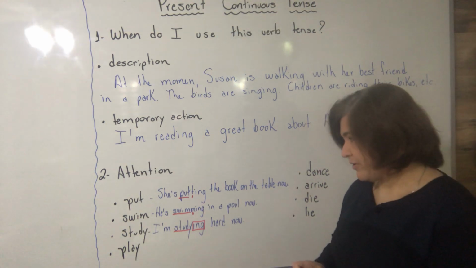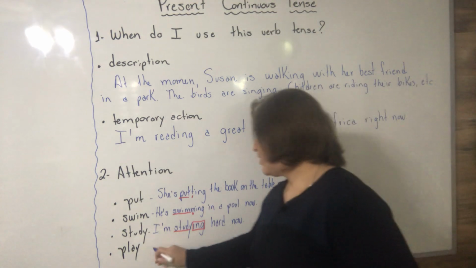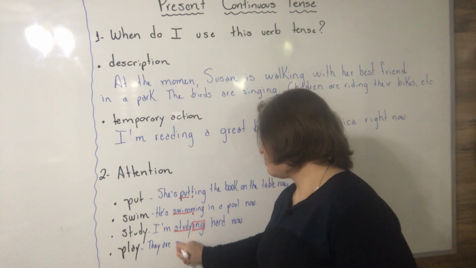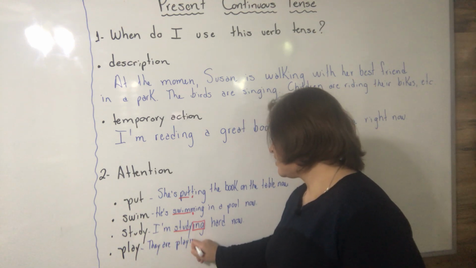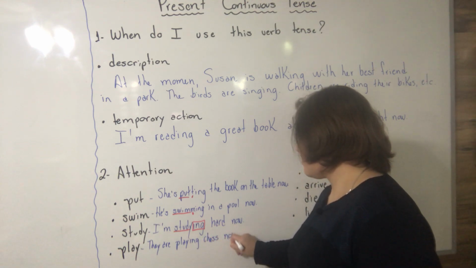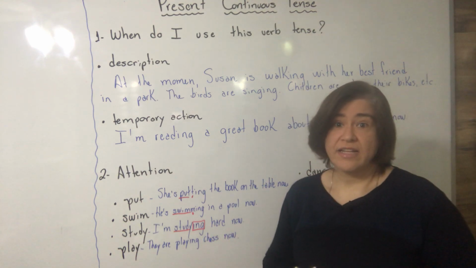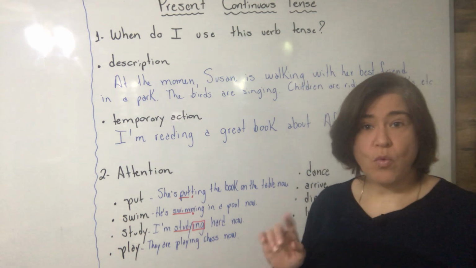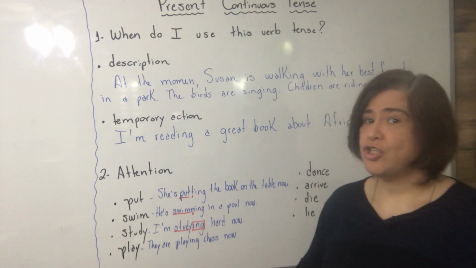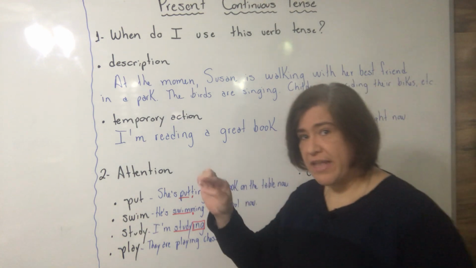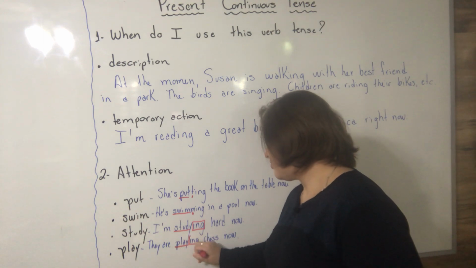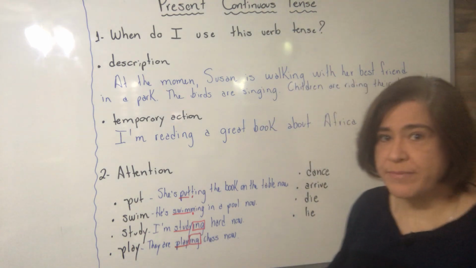So let's continue. Play. "They are playing chess now." Again, the verb play has Y in the end. You add ing, no change in the spelling of the verb. So the verb play is perfect. You just add ing, okay?